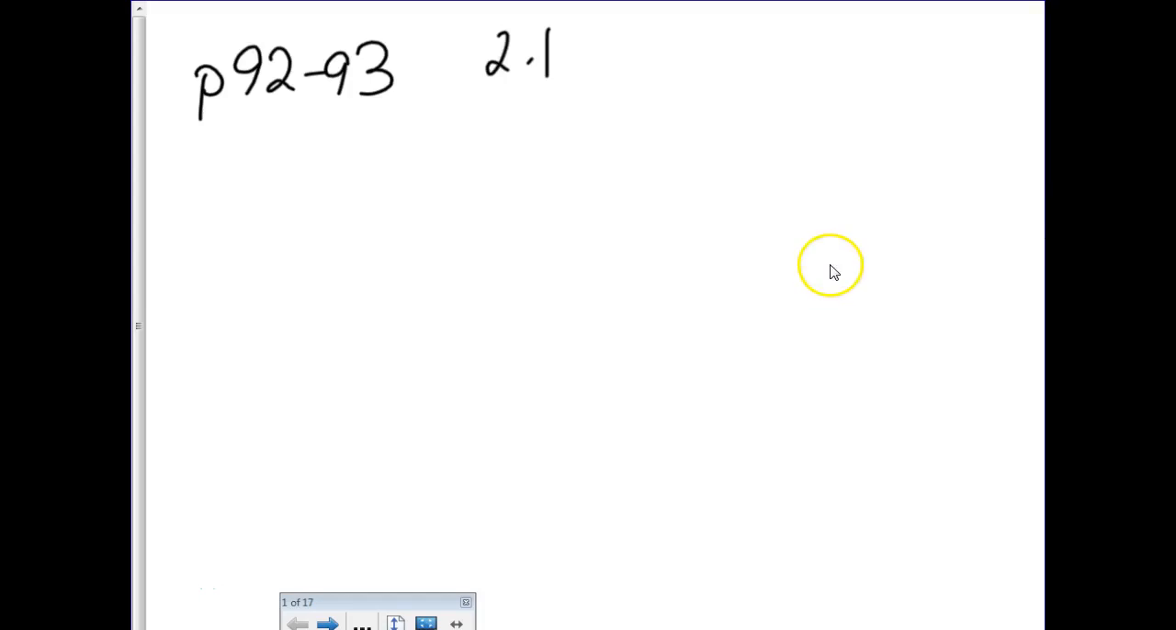So before we get to the review, we're going to start with questions on page 92, 93, which is 2.1's homework. So what do you need? Number 47. Let's take a look at 47. Oh, that's a fun one. All right, so 47, we have to solve the equation, and it's a radical.